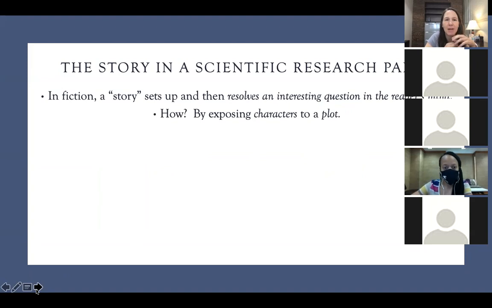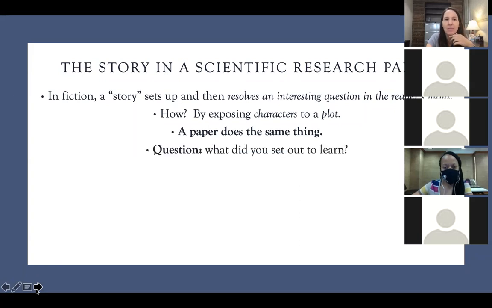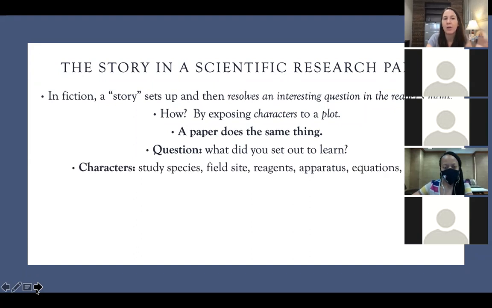And this happens by exposing characters to a plot. So a research paper does something similar. You have a question. What did you set out to learn? You have characters. They're your study species, field sites, reagents, apparatus, equations.